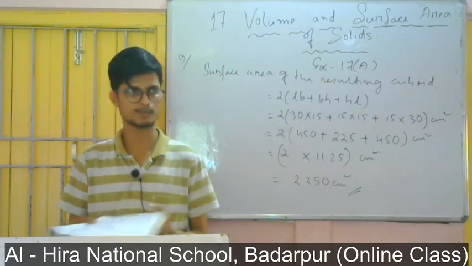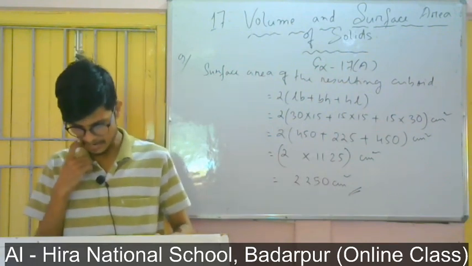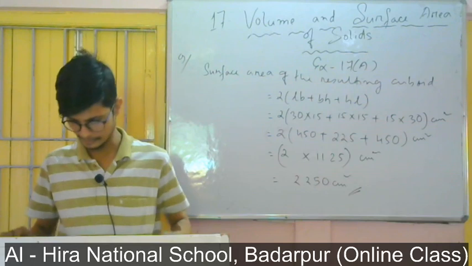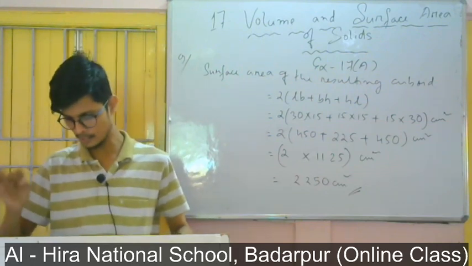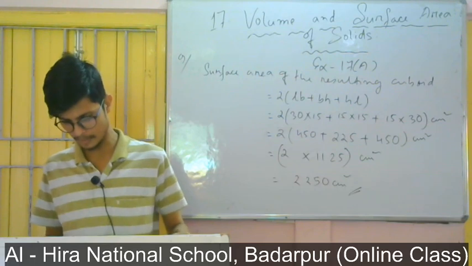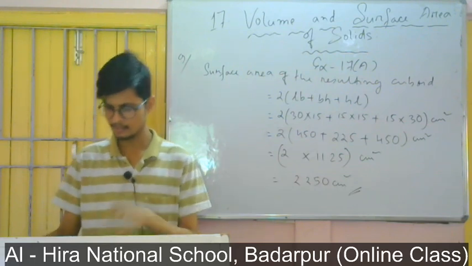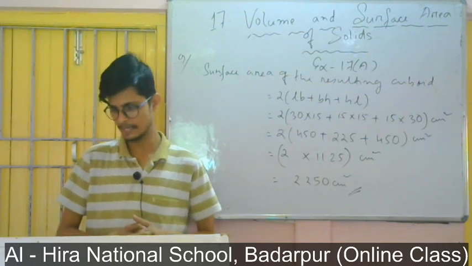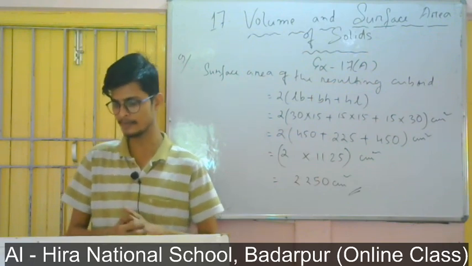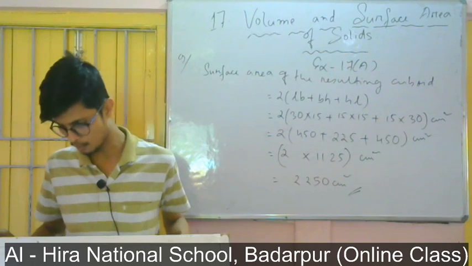So now the last question of this exercise, high order thinking question number 13. The area of the four walls in a room is 120 meters square. The length is twice of the breadth. Length is given twice the breadth. If the height of the room is given 4 meter, find the area of the floor.